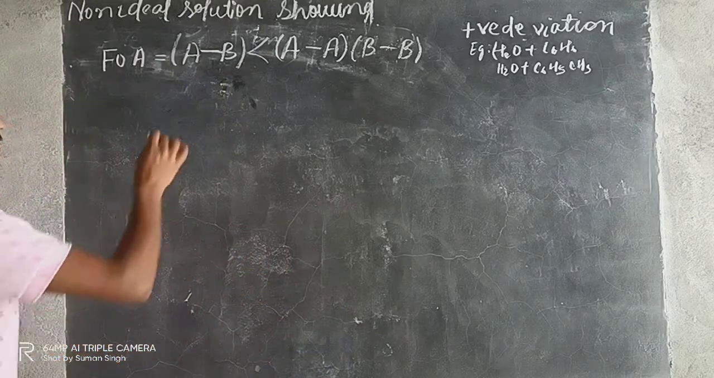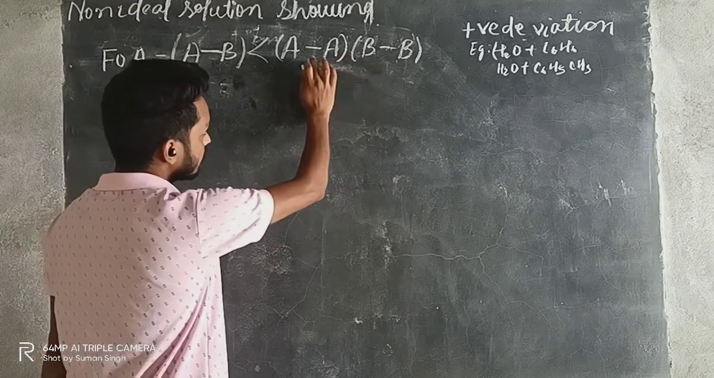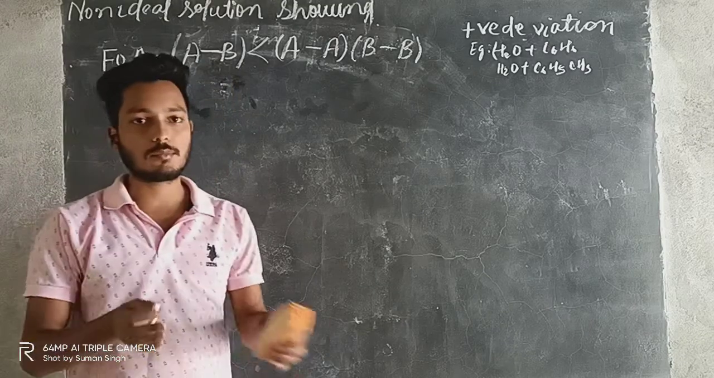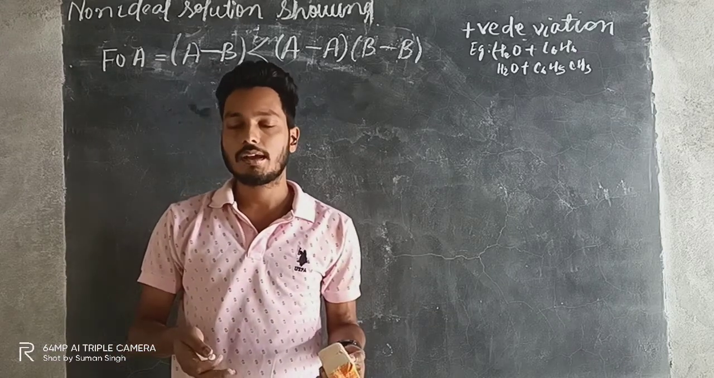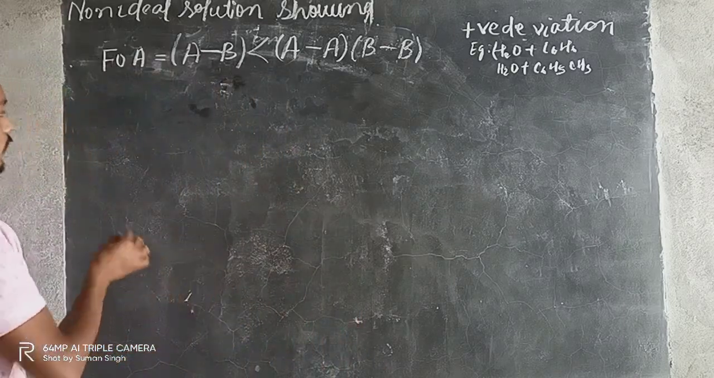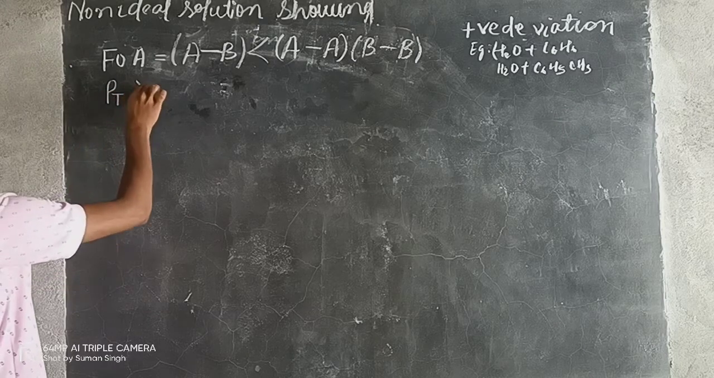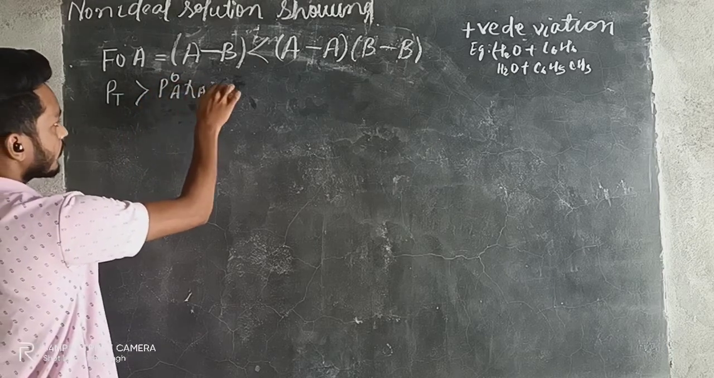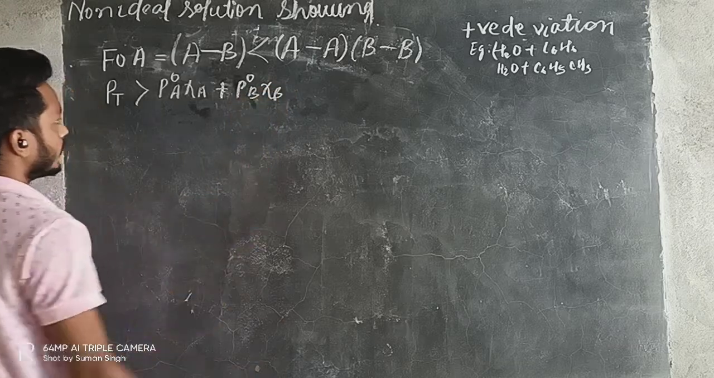So at that time, since the force of attraction of AA and BB is less than AB, then in that case what will happen? The molecules will go far away from each other. At that time it can vaporize easily, more vapor will form, and since more vapor is forming, more vapor pressure will also form, right? So in that case what we can say is that P total will be greater than P naught A zeta A plus P naught B zeta B, right?